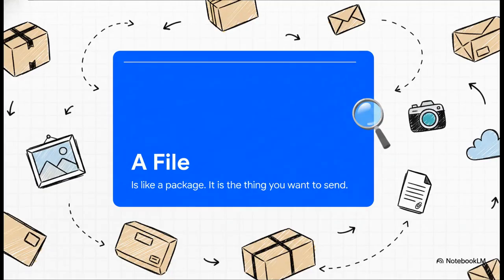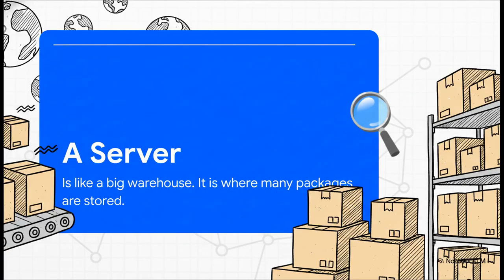Okay, so what about that photo you want to send? That photo, or really any document or video, is what we call a file. And in our post office story, that file, well, that's your package. It's the thing you've all wrapped up and addressed, totally ready to be sent on its way. And where's this package going? It's headed to its destination, a server.